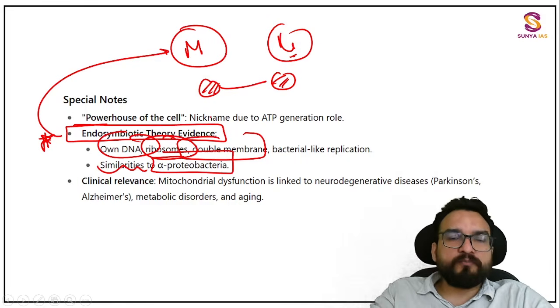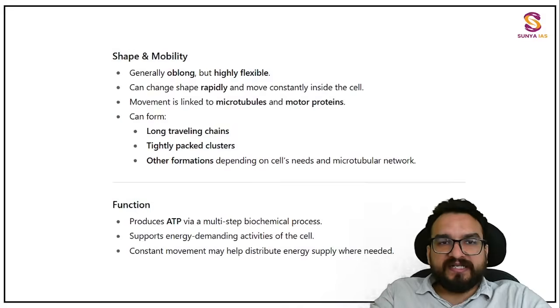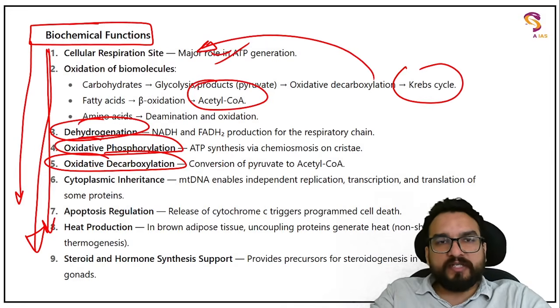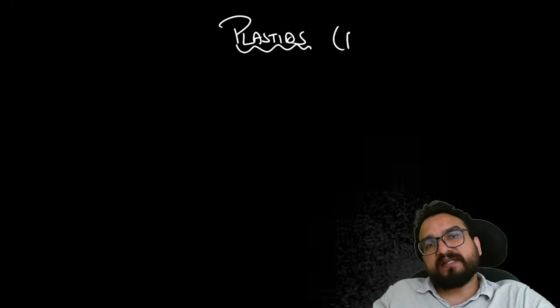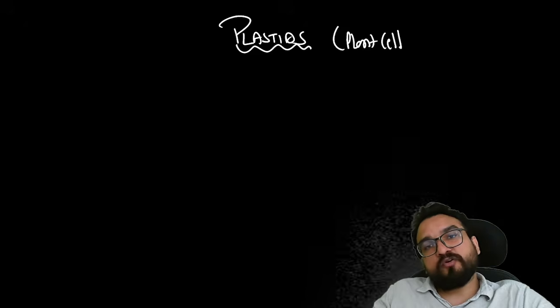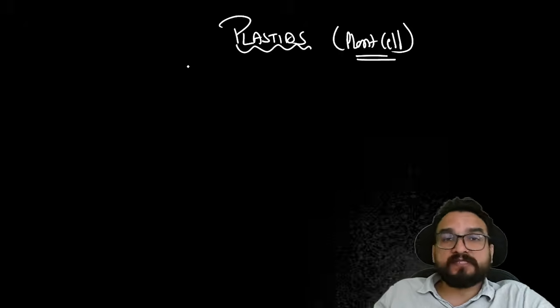Right? So this is one important point you will be finding, guys. Next, I'll be telling you about this is mitochondria only. Next, we will be moving forward and we will be learning about the plastids. Plastids are primarily present in the plant cell, whereas mitochondria are present in both plant and animal cells.